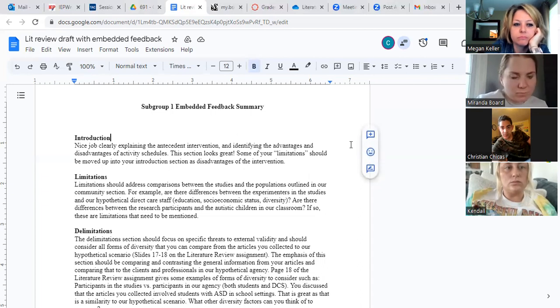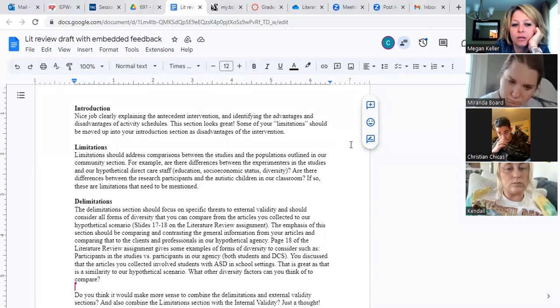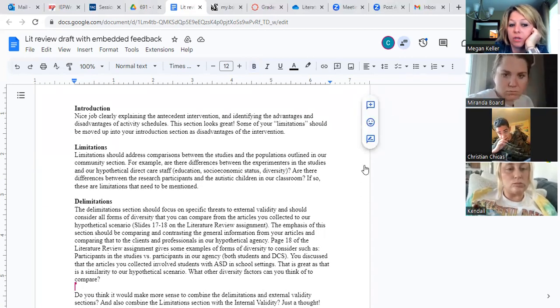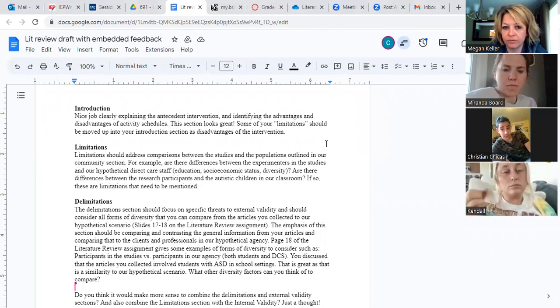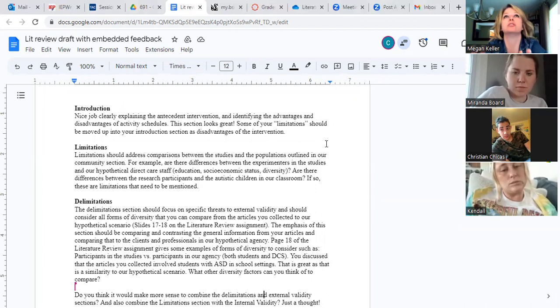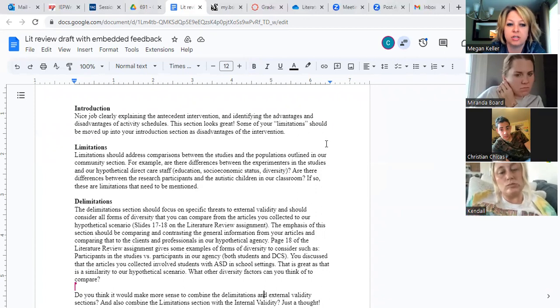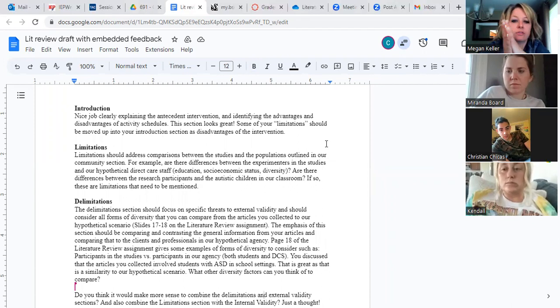No problem. All right, I will jump down to our limitations. And again, Christian, if you want to jump in, if you guys have any questions as we go, just feel free. So as it relates to the delimitations, really focusing on the specific threats to external validity and ensuring that we're considering all forms of diversity, and again touching upon our direct care staff, as well as the diversity that might present in the literature. We just want to make sure we focus on that.